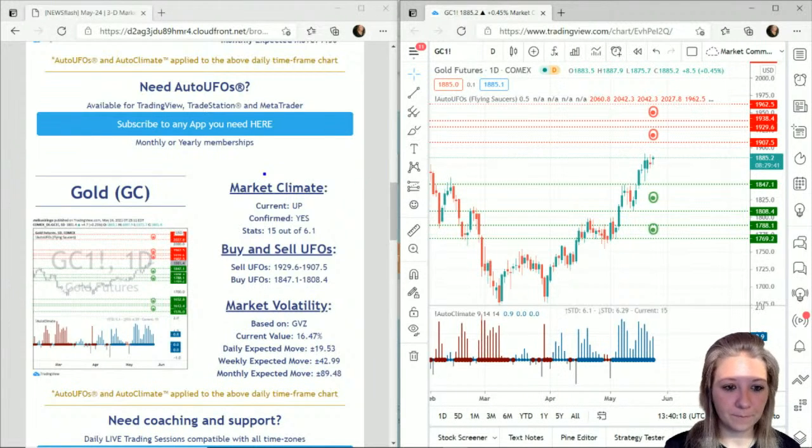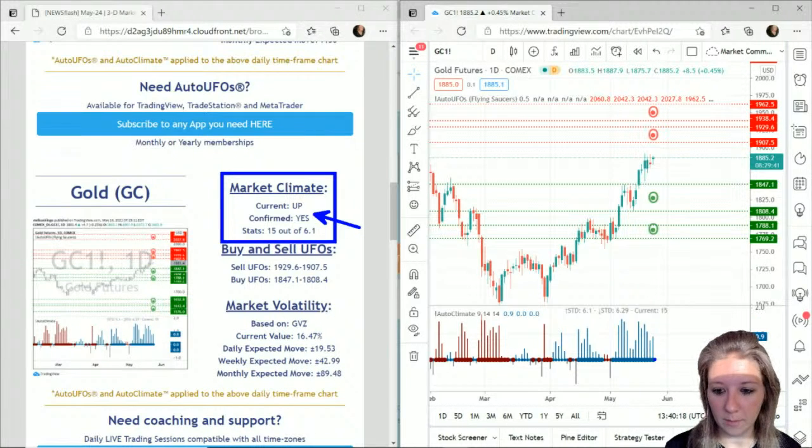Okay, so gold, we have a confirmed upwards climate. Thick blue dot, probability up. Usually gold goes up for 6.1 candles. Again, I'm going to round that up to 7. You can't have a percentage of a candle, right? It either is or it isn't. So rounding up to 7. Usually this market goes up for 7 candles, and we're on candle number 15.